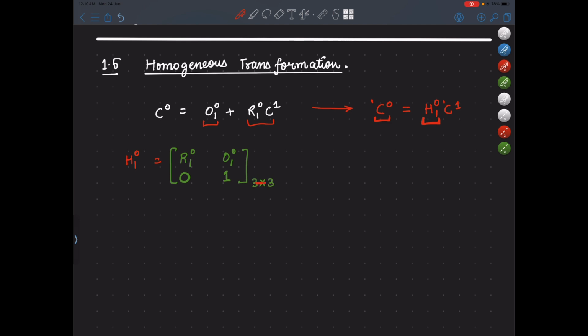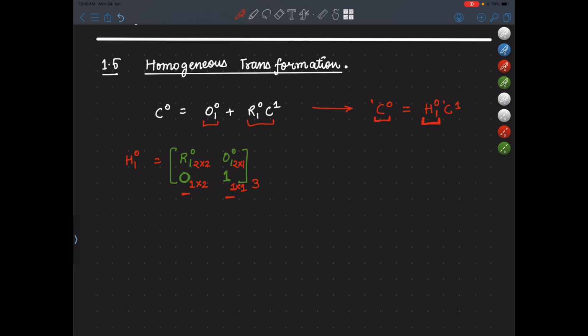Let me use a different color. We know that the rotation matrix is 2 cross 2. O1 naught is a vector, 2 cross 1. The 0 here is a 0 vector, 1 cross 2. And this is 1 cross 1. So these 0 and 1s are just filler. Let's see how it works.